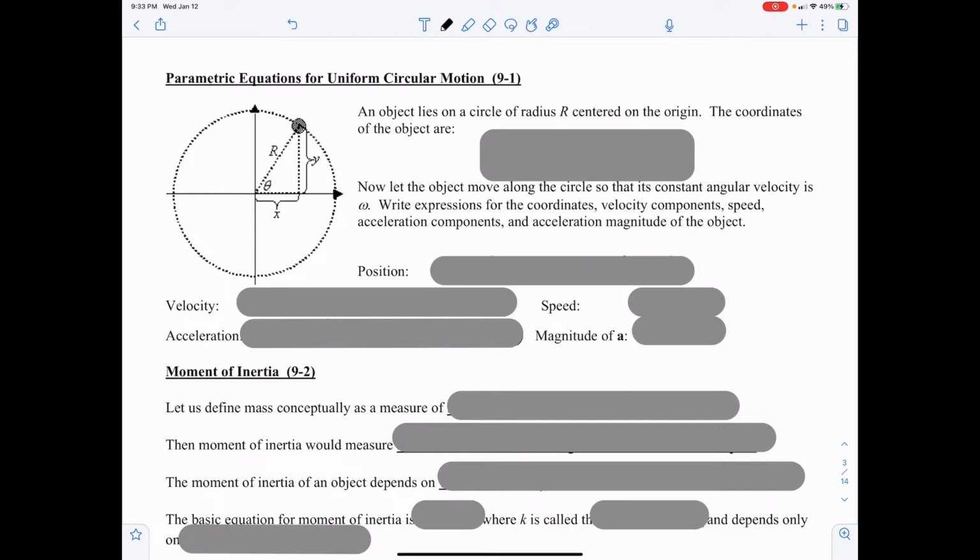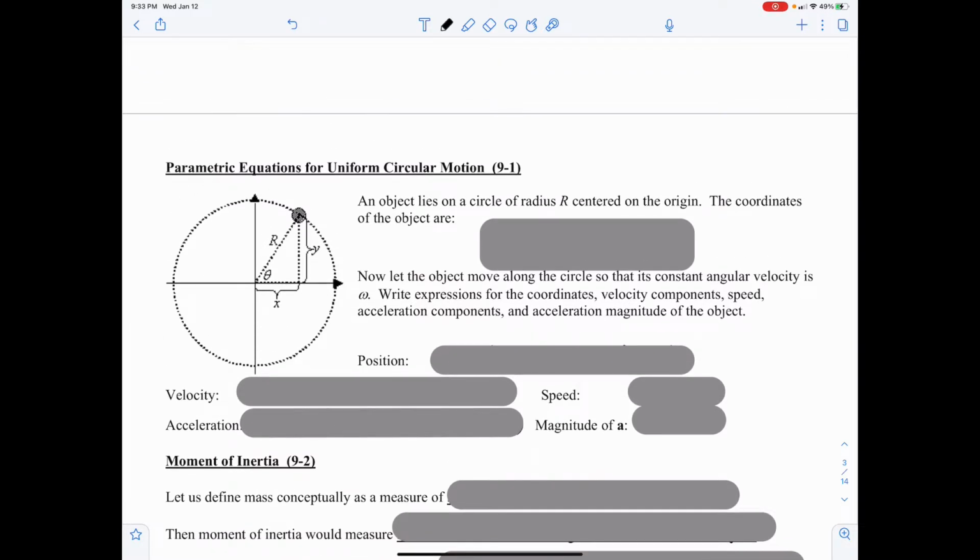Parametric equations for uniform circular motion, section 9.1. An object lies on a circle of radius r centered at the origin. Now, a parametric equation is just simply not x as a function of y, but x as a function of a third variable t and y as a function of a third variable t. Do keep in mind that omega is your change in theta over time. That means if I solve for theta, theta is equal to omega times time.